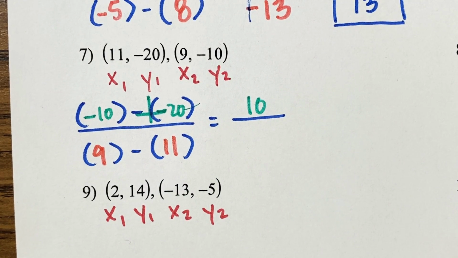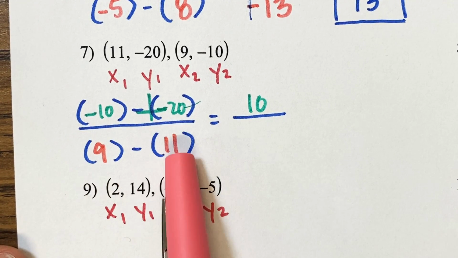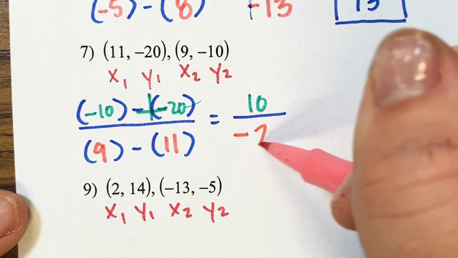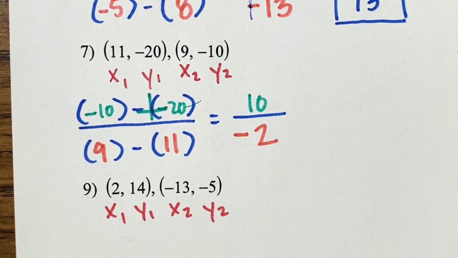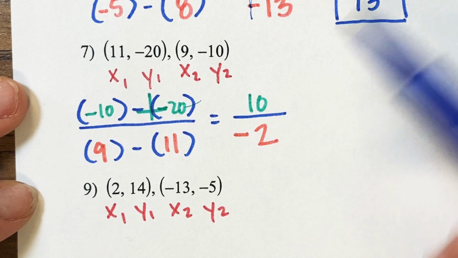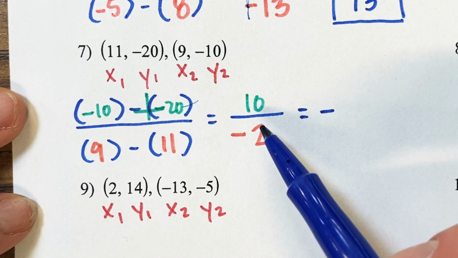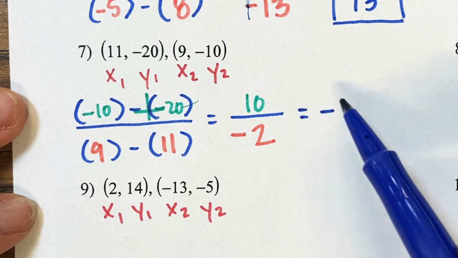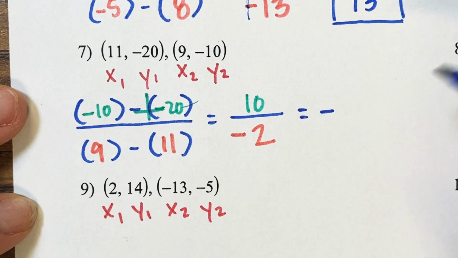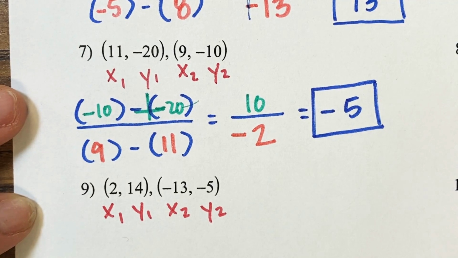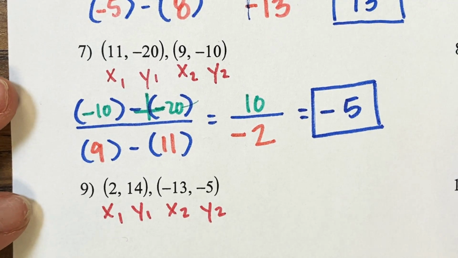Okay, now my bottom. What is 9 take away 11? So I'm taking away more than I had, so we're going to be in the negatives. Where are we going to be in the negatives? Negative 2. Okay, so this one, we have a positive on top, a negative on bottom. That means it is going to be negative. Okay, but what is 10 divided by negative 2? It's going to give us negative 5. Since that reduced, we actually don't need to put that 1 on bottom. Okay?